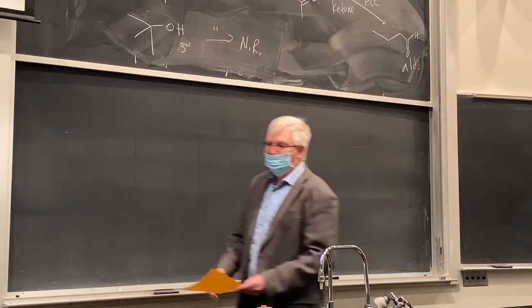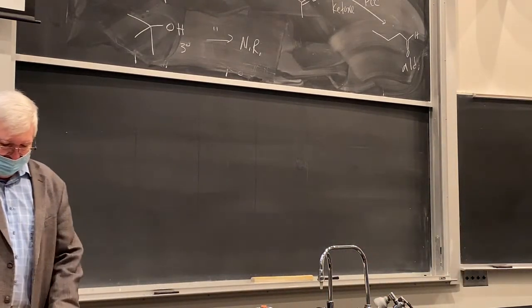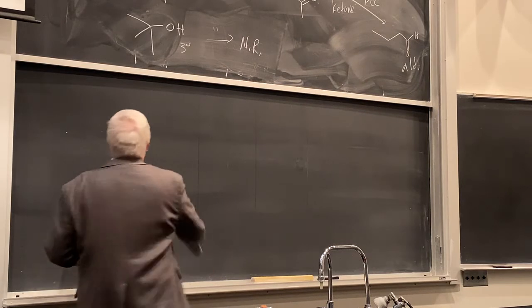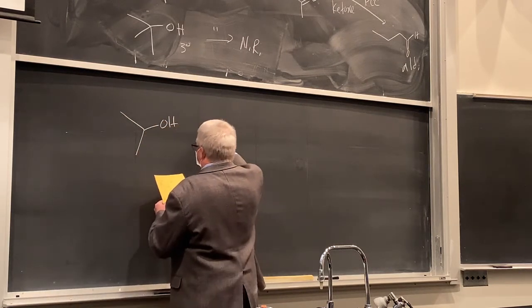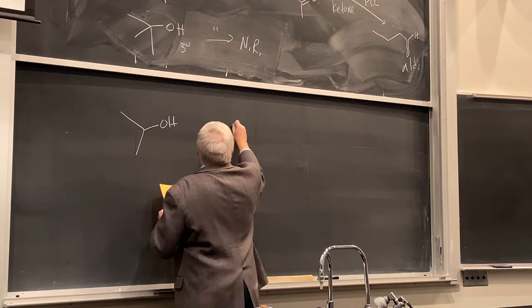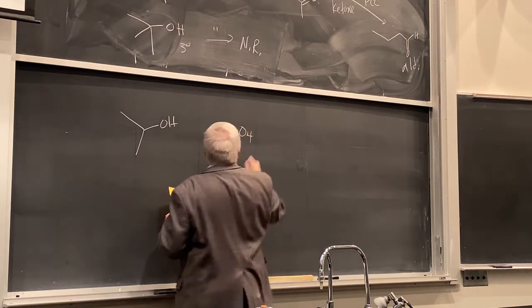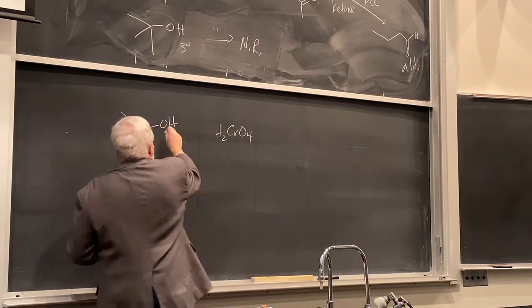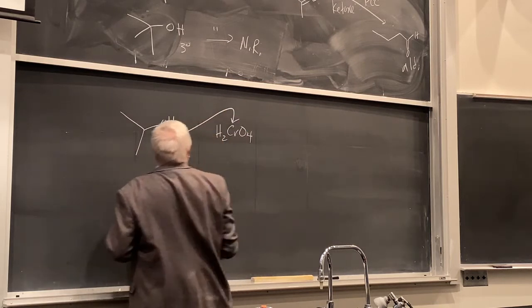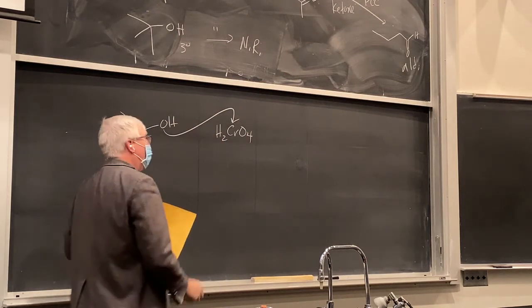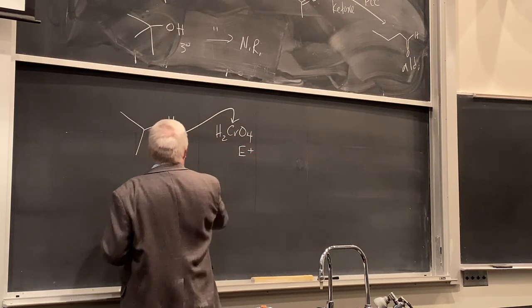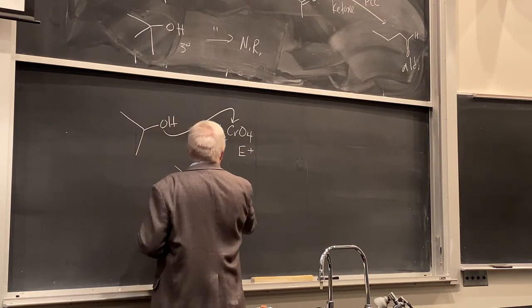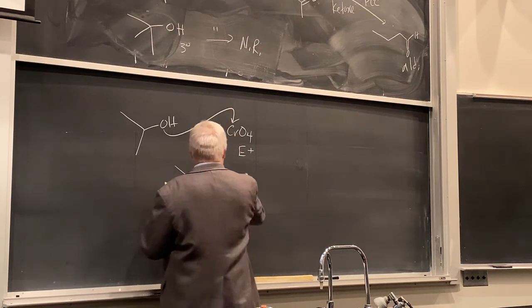Just to get a little better feel for this. I'm not holding you to the mechanism, but let's look at the one here, the secondary alcohol with chromic acid. Okay. So the oxygen is actually a nucleophile. The reagent is actually electrophilic, at least this initial step. And what we'll get to is this. We'll have the chromium.